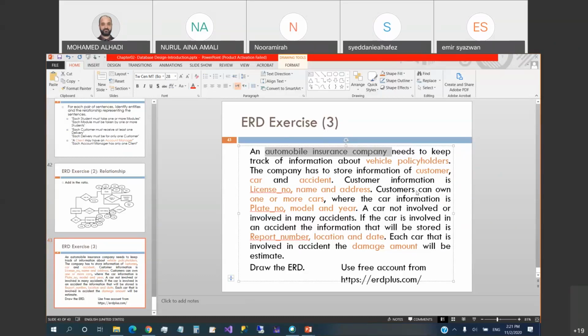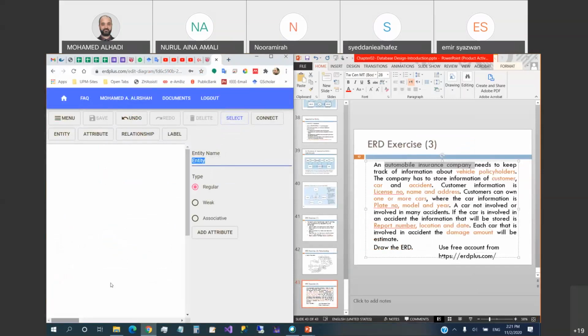Let us start. Can you tell me what kind of entities we have? Associate entity? Yes. No. Before that, we need to know the names of the entities we have. The first one is car, right? Car. To make it easy for you. The second one is what? Customer. Are you sure? Customer or policy holder? Policy holder.